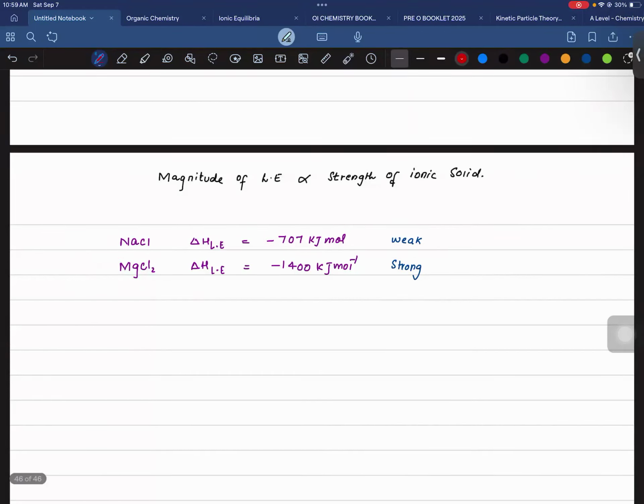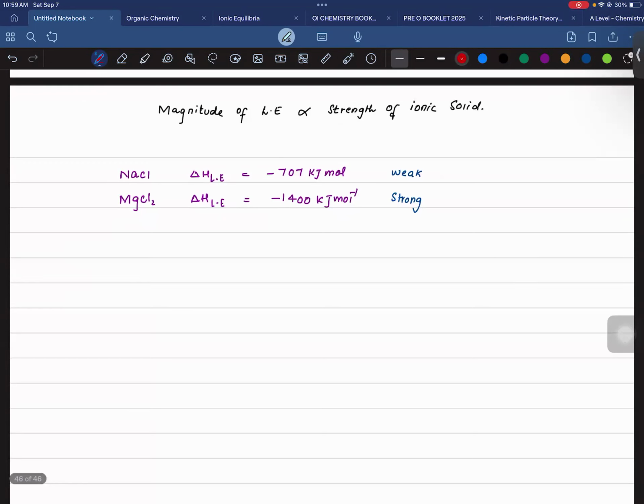But you are supposed to know why this is stronger and why this is weaker. We have decided on the basis of lattice energy that this is stronger and this is weaker. To elaborate, magnesium is in group 2, so it has a +2 charge, and chlorine is in group 7, so it has a -1 charge. In sodium chloride, sodium has a +1 charge and chlorine has a -1 charge.